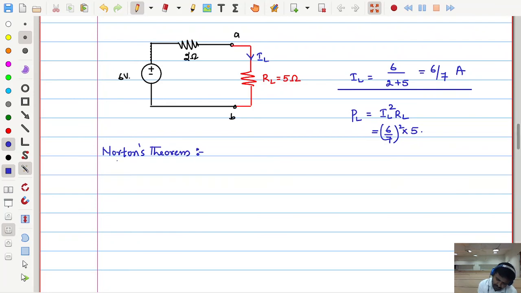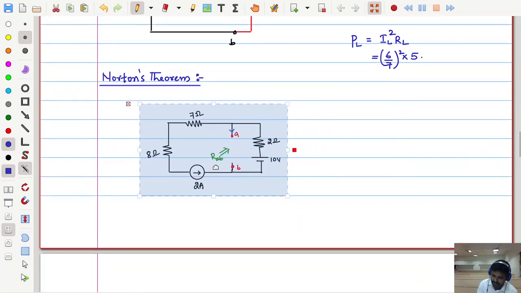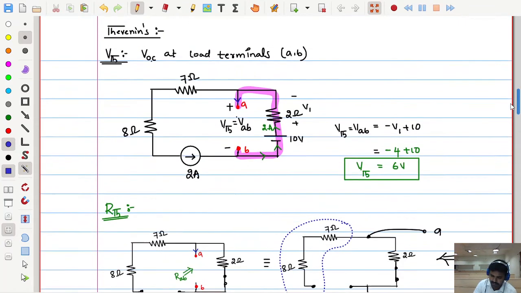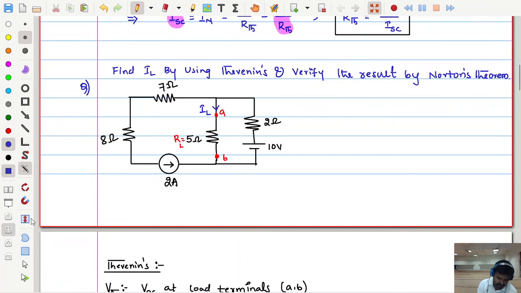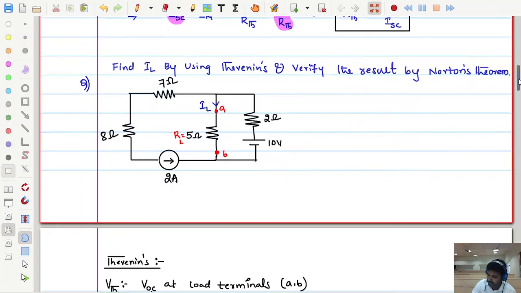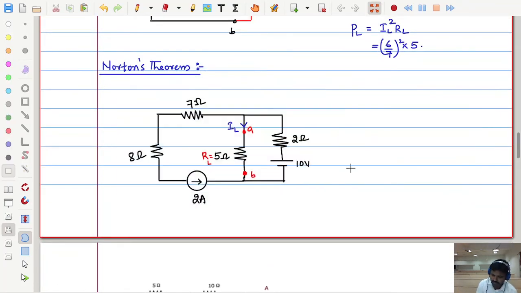Norton's theorem. Same problem, I would like to proceed through Norton's theorem. So for which let me take the original circuit again, this one, and now recap what is Norton's theorem. What we need to do?